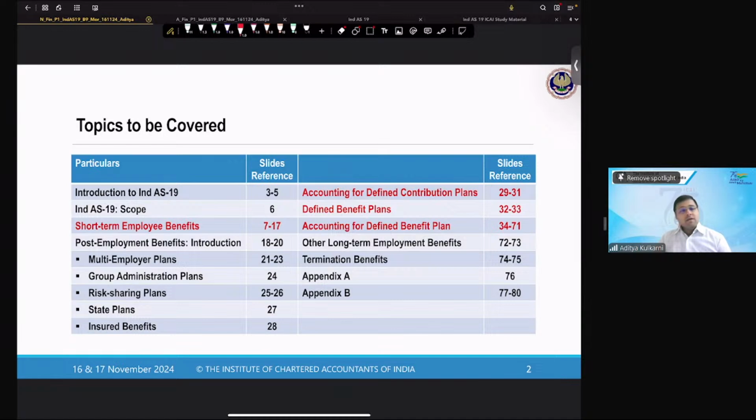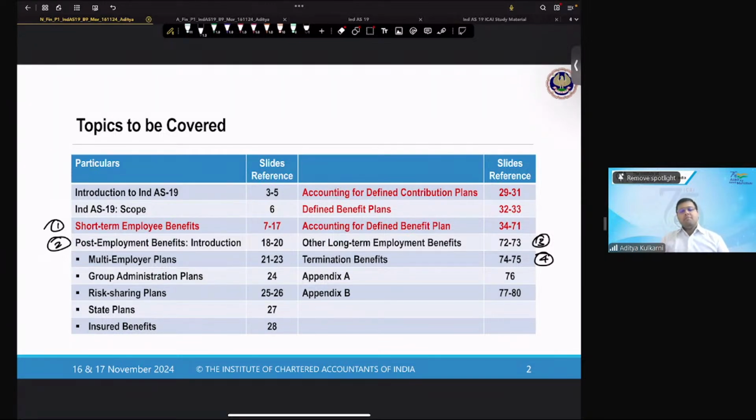You could see what all we will be covering through the topics that we intend to cover today and tomorrow to wind up this standard. So basically, what is Ind AS 19? Why is it required? What is the scope, that is the coverage of the standard, applicability and non-applicability? Then what are the various employee benefits, which are classified into four categories? The first one is short-term employee benefits. Second is post-employment benefits. Third is other long-term employment benefits. And fourth is termination benefits. All my benefits are going to come under these four broad categories. And then we will look at the accounting of each of them.